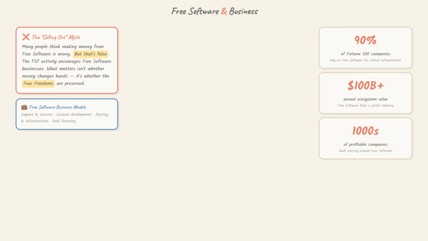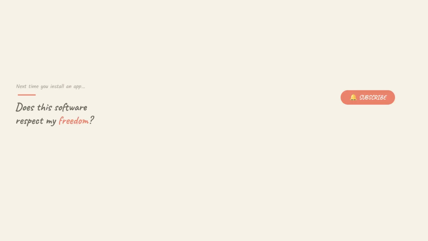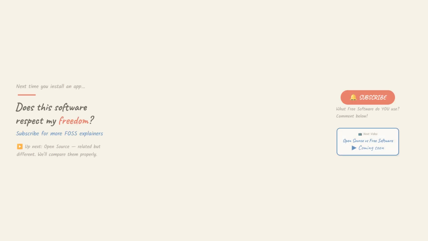Today, over 90% of Fortune 500 companies rely on free software for their critical infrastructure. The ecosystem is estimated to be worth over $100 billion annually. Free software and commercial success are not opposites. When done with respect for user freedom, they work together. So next time you install an app, ask yourself, does this software respect my freedom?